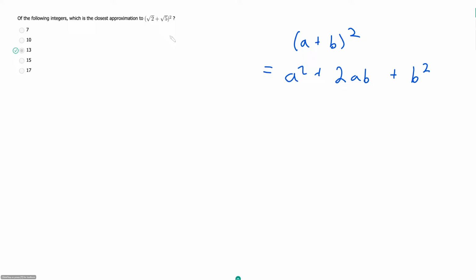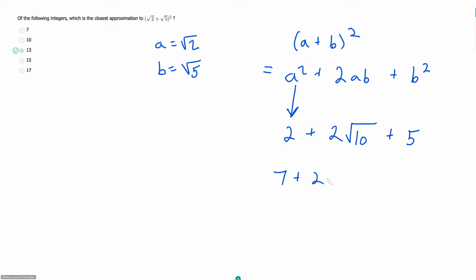So in this case, our a is equal to rad2, our b is equal to rad5. So our a squared is just rad2 squared, which is 2, plus 2 times a times b. Rad2 times rad5 should just be rad10, plus b squared, rad5 squared, which is just 5. And so really I have 7 plus 2 rad10.